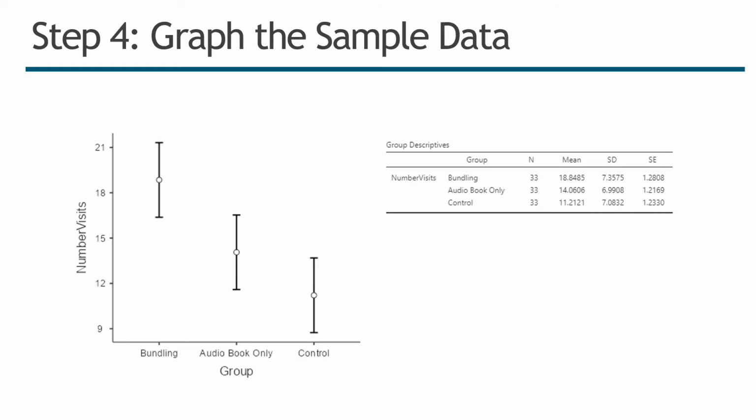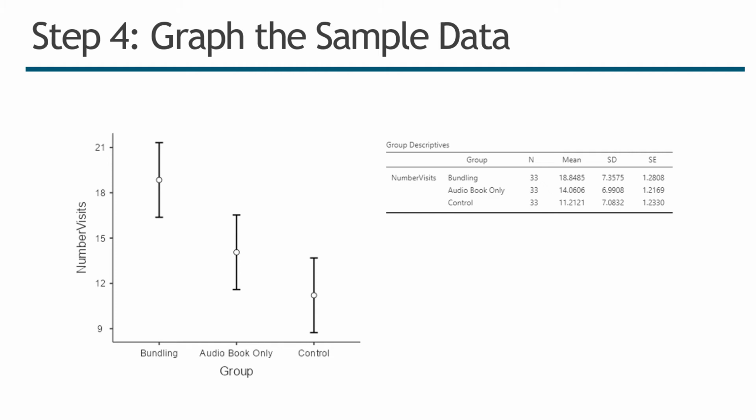Next, we have a graph of the sample data. So I've already generated the graph here, and I'm not going to show in this video how to create graphs or how to analyze the data in software. There are other videos for that. Right now, I'm just walking through the logic of understanding the ANOVA. So in this case, we have three different groups. We have a temptation bundling group, an audiobook group, and a control group.